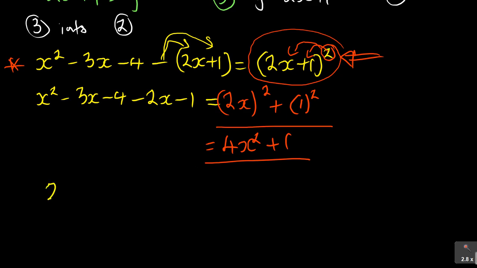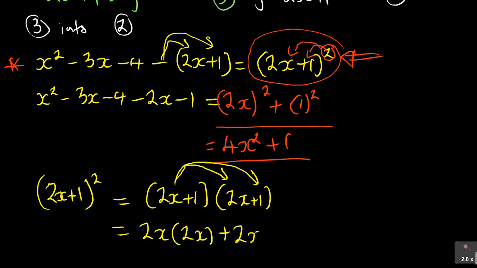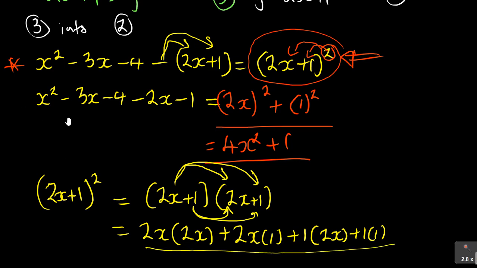Remember, 2x plus 1 squared is equal to 2x plus 1 times 2x plus 1. So remember that, and you need to expand it the normal way, which is 2x times 2x plus 2x times 1. Then after that, the 1 also expands, which is plus 1 times 2x plus 1 times 1.